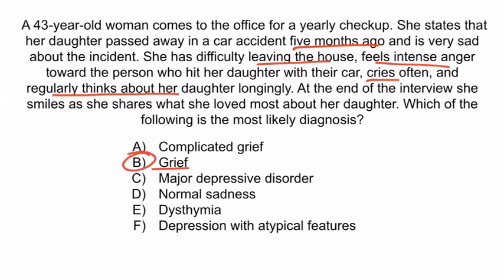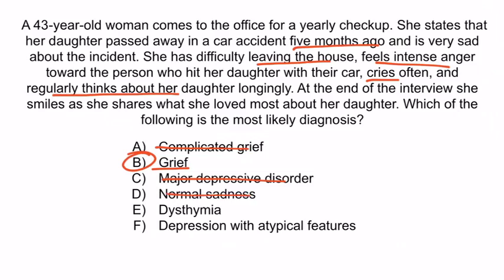Remember, if a question mentions the loss of a loved one, then you should immediately begin thinking about grief. A is wrong because her symptoms haven't lasted longer than 6 months, and they aren't so severe that they're causing functional impairment or depression. C is wrong because she only has a depressed mood and possibly some anhedonia because she has difficulty leaving the house. However, 2 out of 5 of the SIGECAPS symptoms is not sufficient to make this diagnosis.